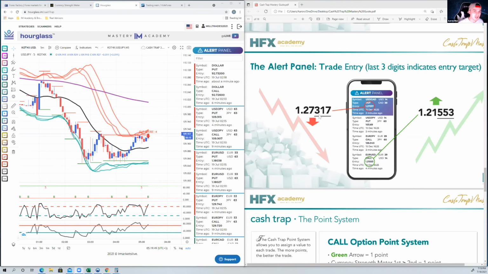So if it's in a downtrend, you want to be looking for 317 or above. Now, if it's in an uptrend and we're looking for buying opportunities and the entry is saying 553, this is how I'm going to call it out.